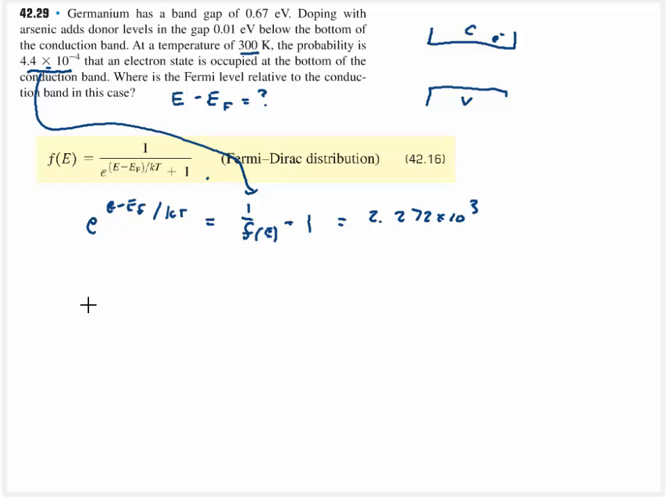And now we can take the natural log of both sides, and we can say that E minus E sub F, which is what we're interested in, is going to be equal to k multiplied by T multiplied now by the natural log of 2.272 times 10 to the 3. And we can work this in joules, or we can work it in electron volts. I'll leave that up to you. But we know that the temperature is going to be 300 Kelvin, and I prefer to work this in electron volts. It's going to be 0.2 eV.